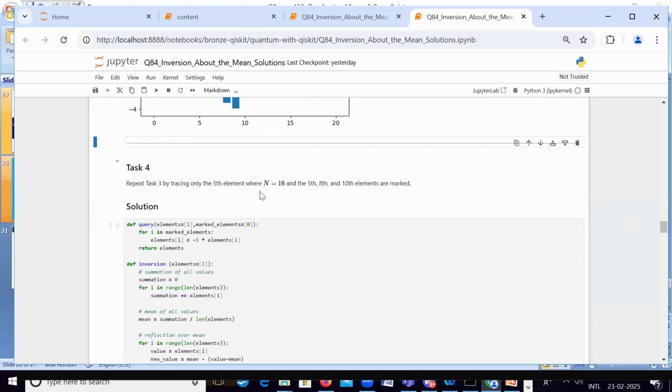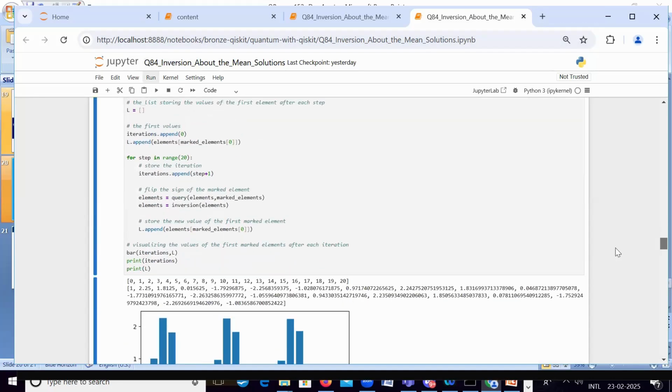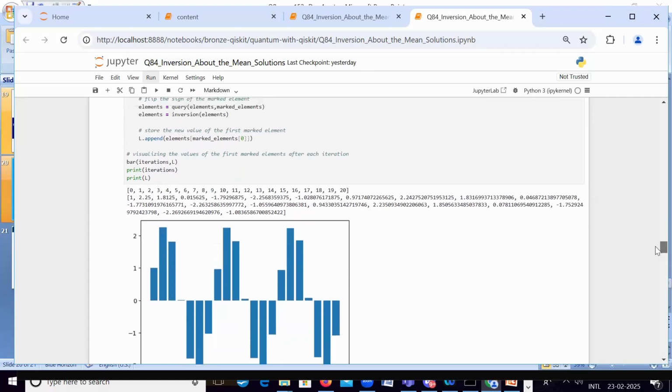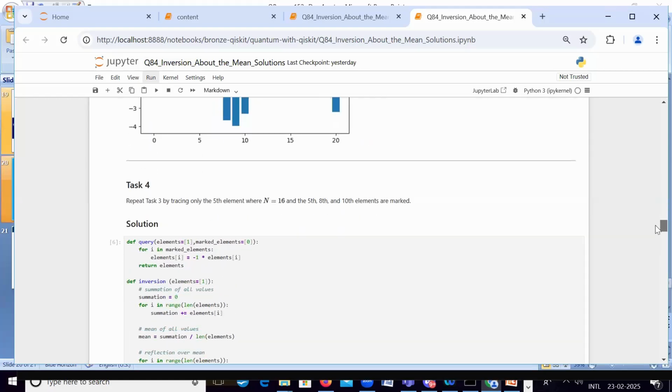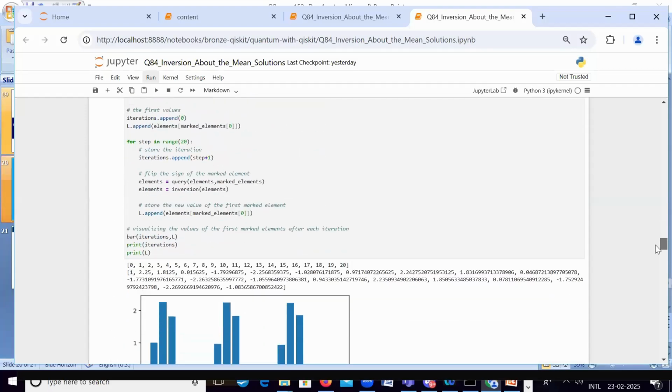Now in this one, task 4, the 5th element where n is equal to 16. To repeat the same task, but instead of the 11th, this is for the 3rd and the 5th element. The function is same. That is fifth element here.